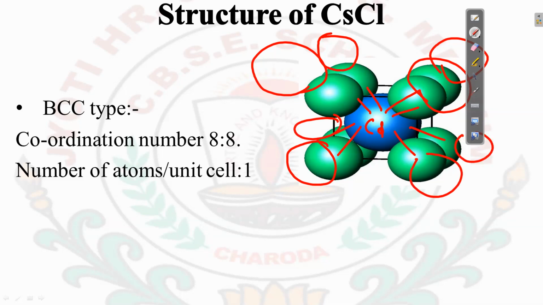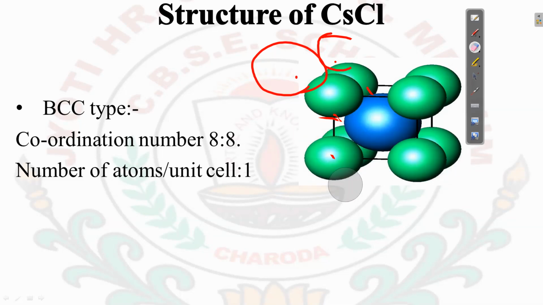Like this, one Cs atom is contributing with 8 different Cl atoms: 1, 2, 3, 4, 5, 6, 7, 8. So the coordination ratio is 8 is to 8. How many atoms per unit cell? It will be one only.